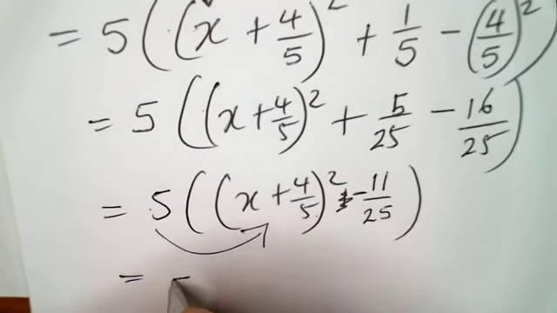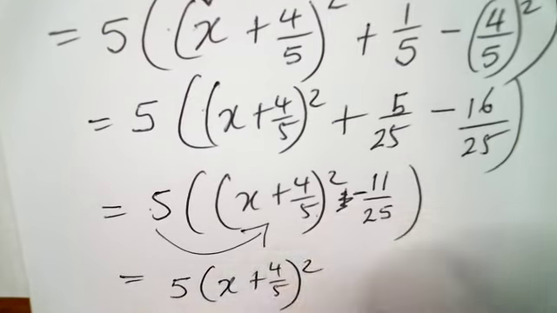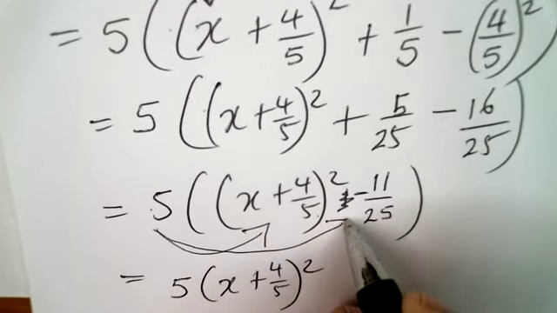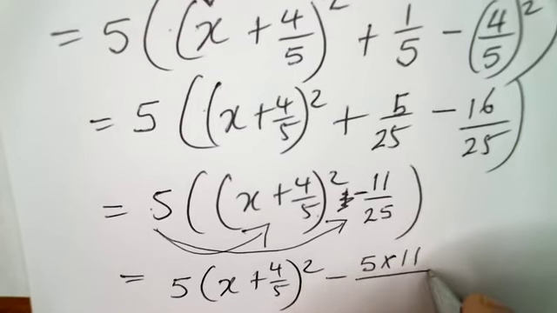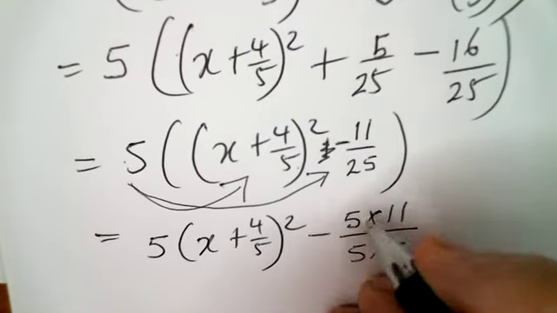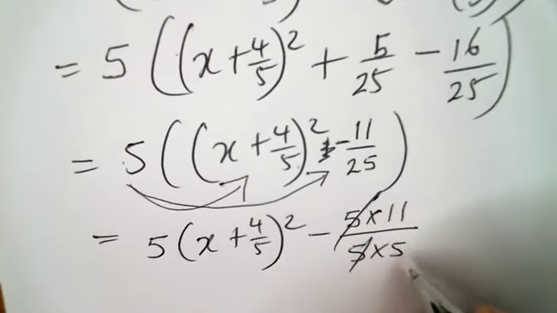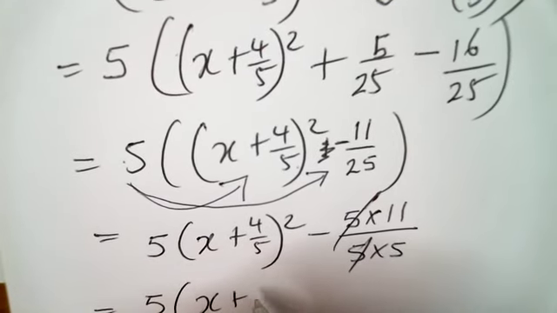Let's do that now. That's going to be 5x plus 4/5 all squared. I'm going to multiply all of this by 5, which is going to be minus 5 times 11 on 5. I'm going to make it really easy by going 5 times 5, because that's 25. So I'm now going to cross out those, and I've got 11/5. So all of that is equal to 5x plus 4/5.